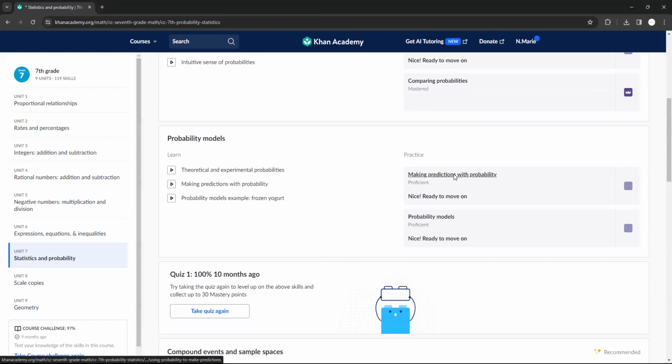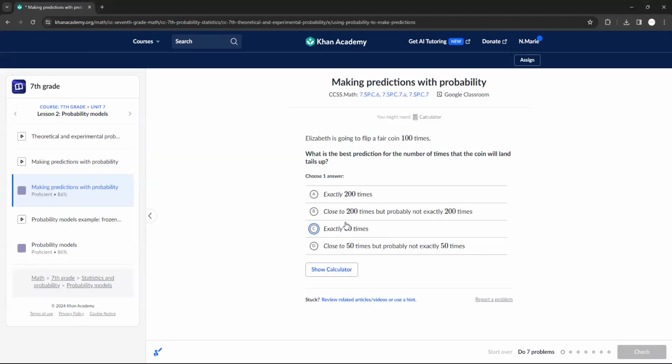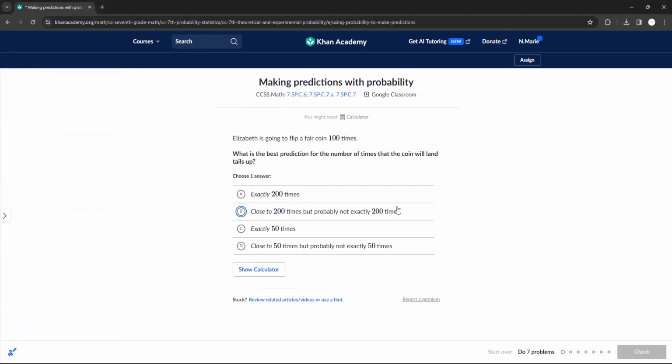Now let's make predictions with probability. Elizabeth is going to flip a fair coin 100 times. What is the best prediction for the number of times that the coin will land on tails? Close to 50, but not exact, right? Nothing is exact with probability. If you're rolling a die 600 times, what's the chance that you'll roll an even number? Three of those are even, so half. So about 300 times, but not exactly.